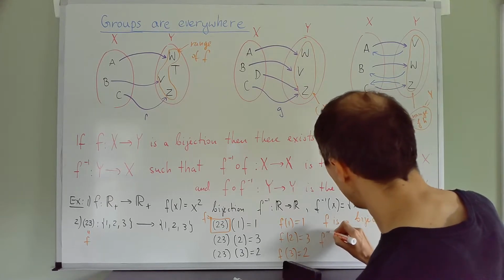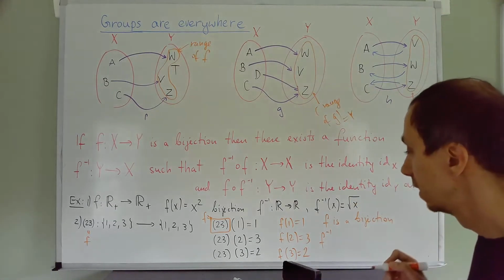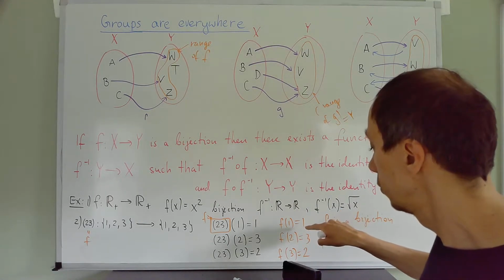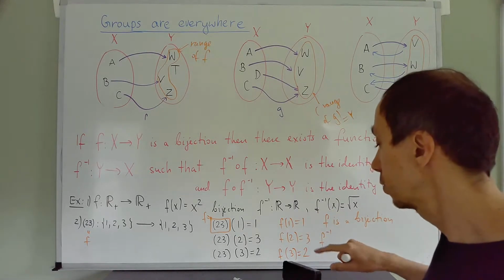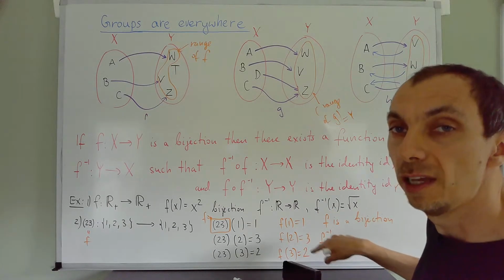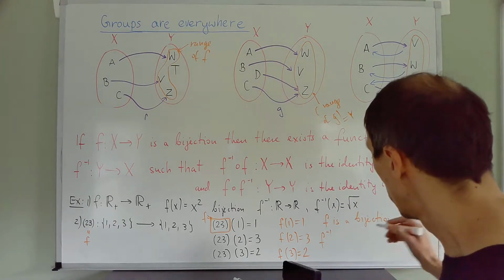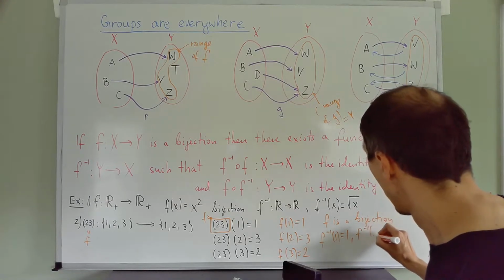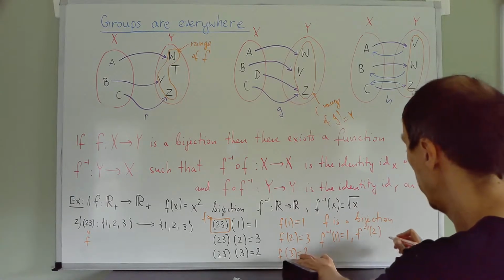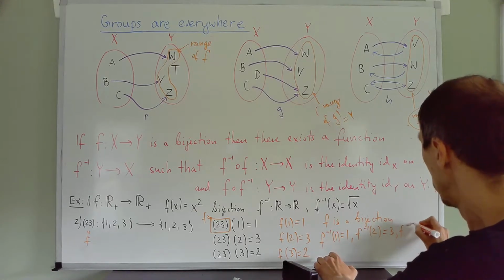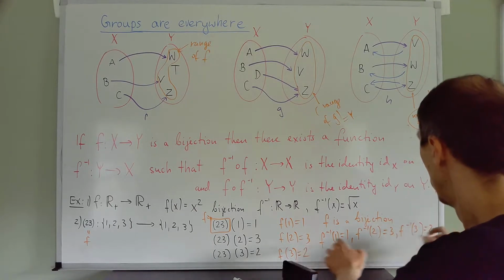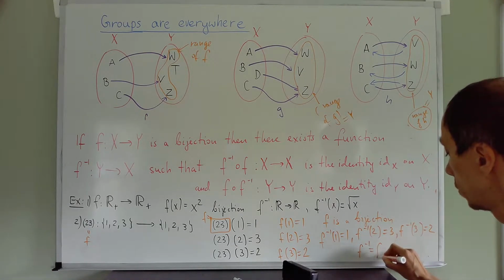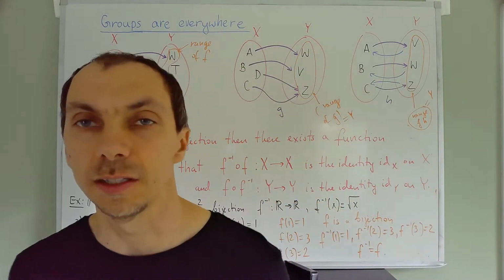And what is f inverse? Well, let's see. f inverse is sort of reversing the arrows, right? 1 went to 1, so under f inverse, 1 also has to go back to 1. 3 has to go to 2, and 2 has to go to 3. So f inverse of 1 is 1. f inverse of 2, 2 should go back to 3. And f inverse of 3 should go back to 2. Oh, but look, that's exactly the same thing that f does. So f inverse is equal to f in this case.